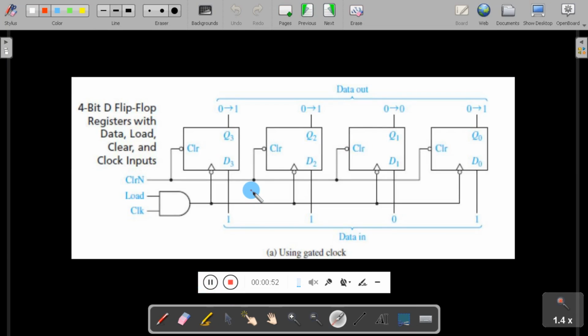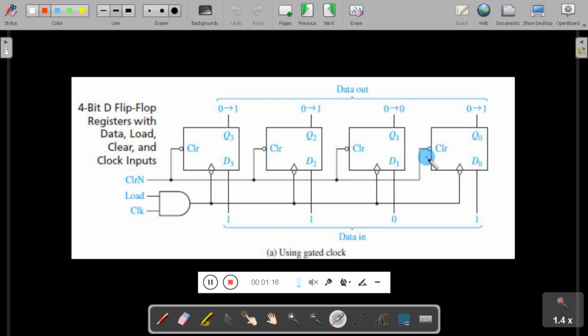This diagram shows the construction of a simple 4-bit register. Here, we have connected 4 flip-flops. Since it is a 4-bit register, 4 D-type flip-flops are connected as shown in the diagram. So, these are the 4 flip-flops. Q0, Q1, Q2, Q3 are the outputs of the flip-flops. D0, D1, D2, D3 are the inputs of the flip-flops.